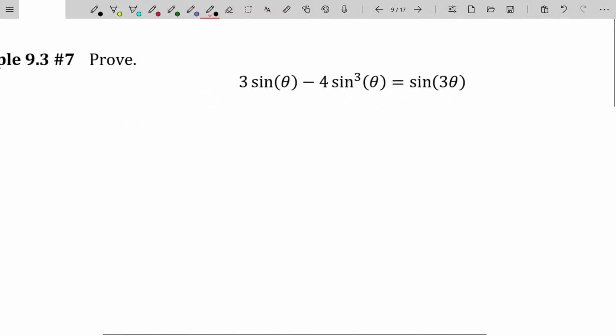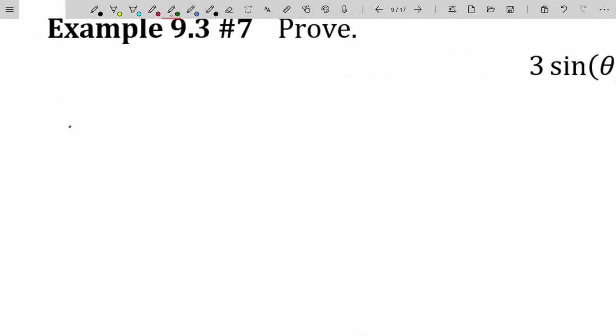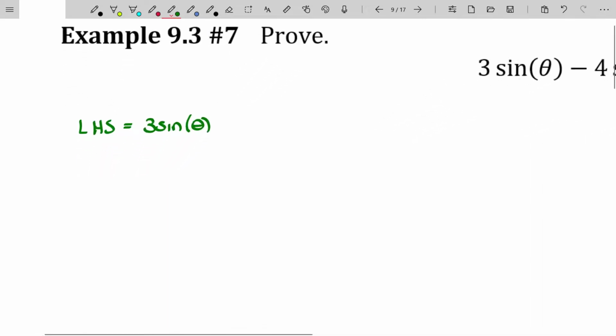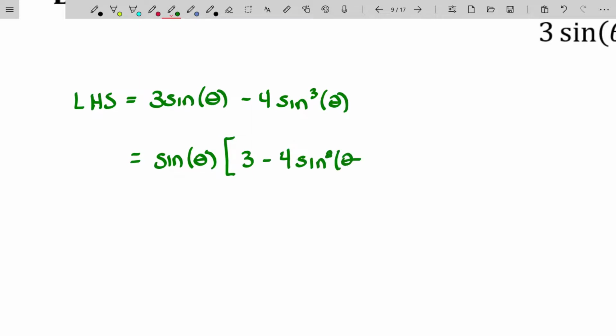Now, tackling the left-hand side, I can easily see what some people might do here. Let me zoom in so that I don't have my pen go all jagged. The left-hand side is 3 sine of theta. I have to zoom out again just to see what I have. Minus 4 sine cubed. What a lot of students will do, and myself included, by the way, I'm totally going to do this. I'm going to factor out a sine out of both those terms. Why not, right? I'm left with 3 minus 4 sine squared of theta.